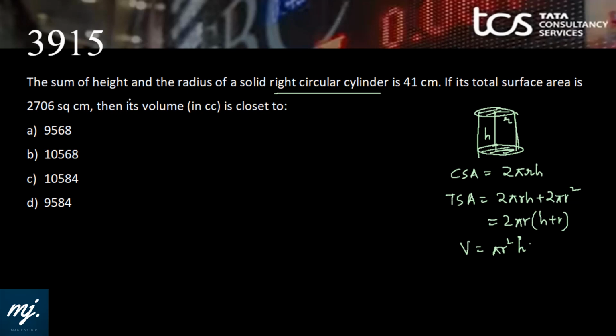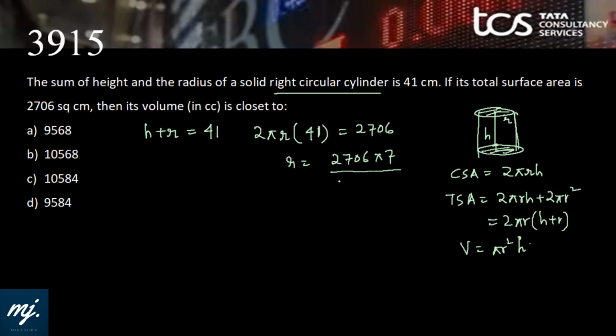The sum of height and radius of a solid right circular cylinder is 41 centimeter. That means h plus r is 41. If its total surface area is 2706, total surface area is 2 pi r into h plus r, that means 2 pi r into 41 is 2706. That means r equals 2706 into 7, because we can take pi as 22/7, divided by 2 into 22 into 41.